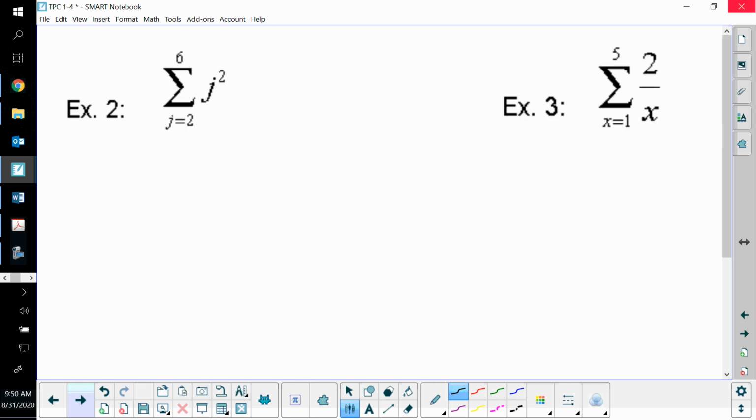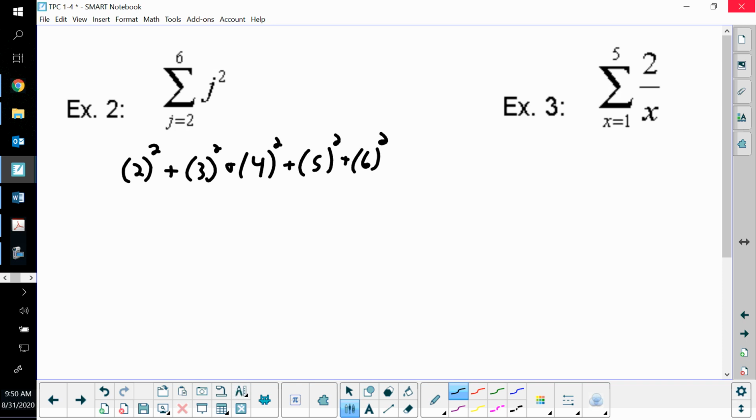So the second example, the first number we're subbing in here is 2. So we should have 2 being squared, then plus. Next number we'll sub in is 3, so 3 is squared, and then 4 is squared, and then 5 is squared, and the last one, the number on top, 6 is squared.